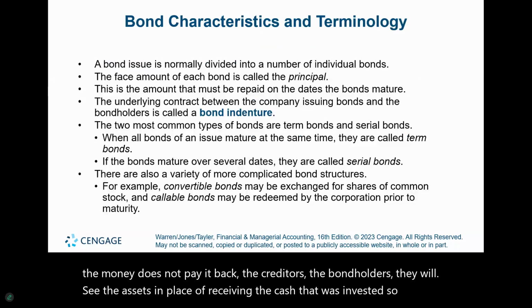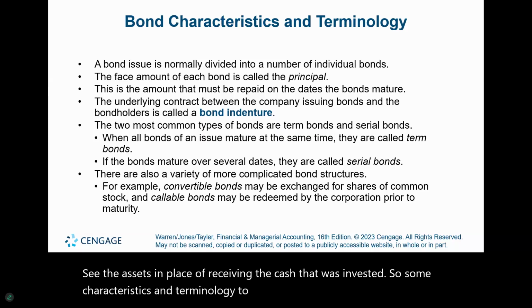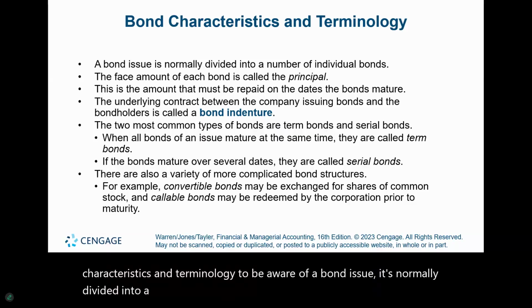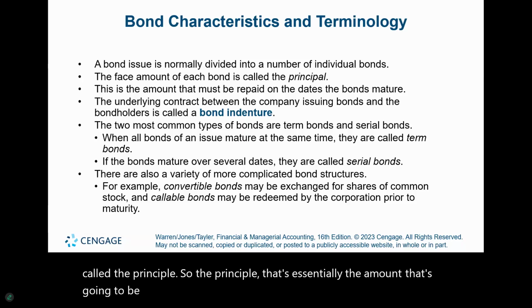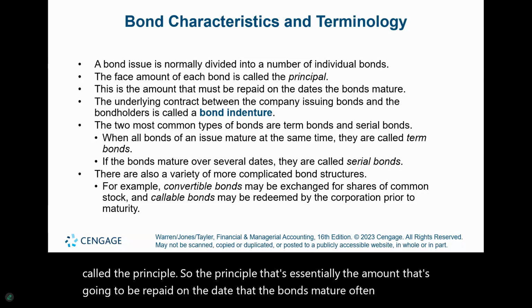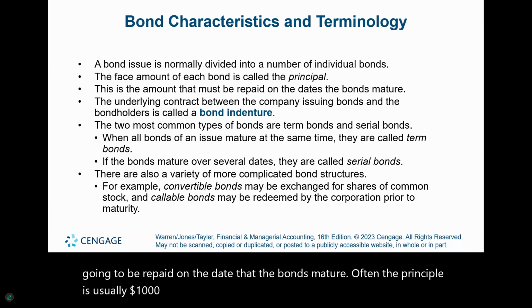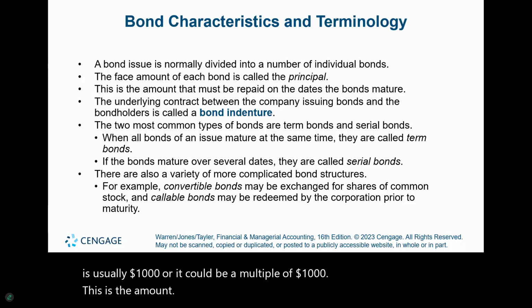So some characteristics and terminology to be aware of. A bond issue is normally divided into a number of individual bonds. And the face amount is called the principal. So the principal is essentially the amount that's going to be repaid on the date that the bonds mature. Often the principal is usually $1,000, or it can be a multiple of $1,000. This is the amount, again, that must be repaid on the dates that the bonds mature.